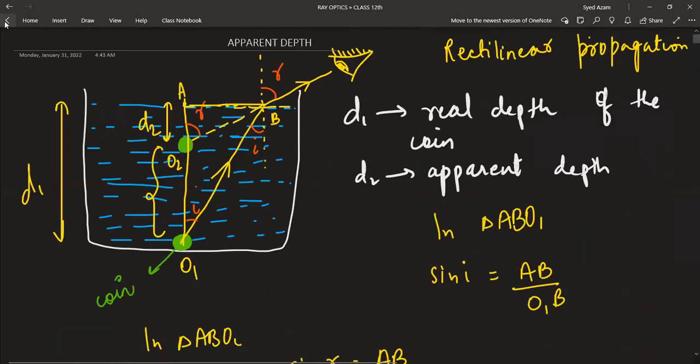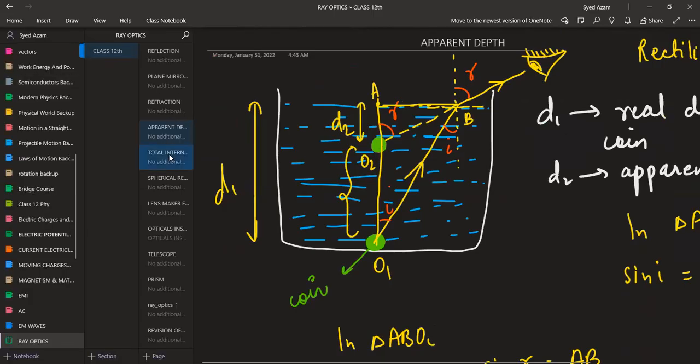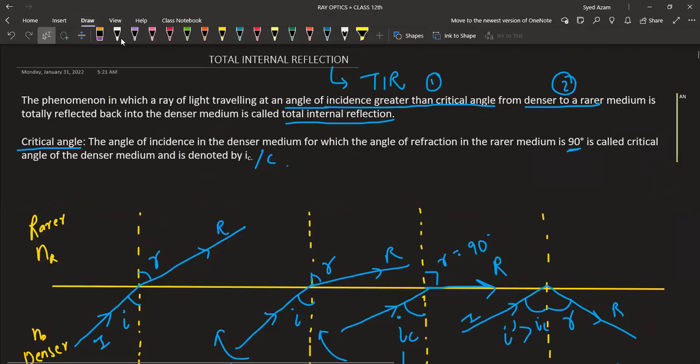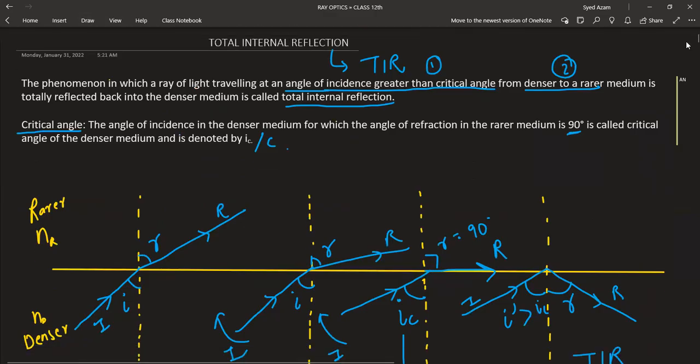Now from total internal reflection, one question is there that is very important. We'll practice this right now before we move on to any other topic. What was TIR? See, TIR's formula, more than anything, you have the concept of critical angle. So for critical angle, Siddhika, what is the angle of refraction for critical angle?